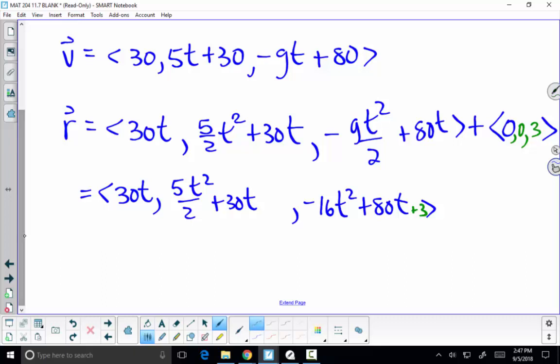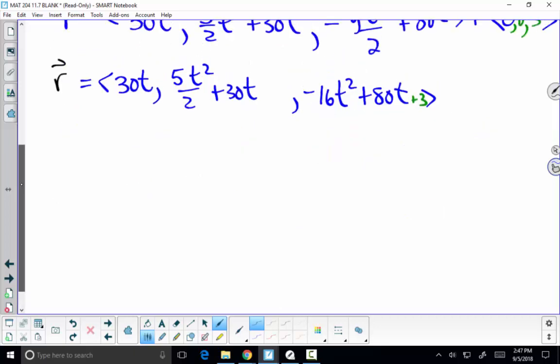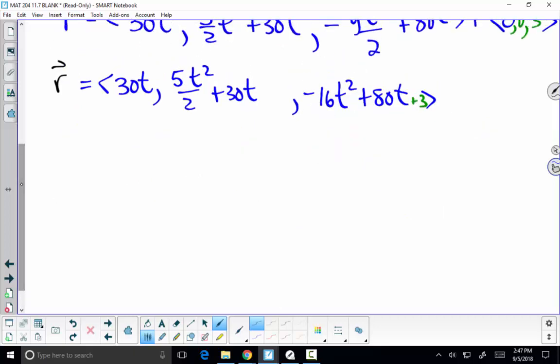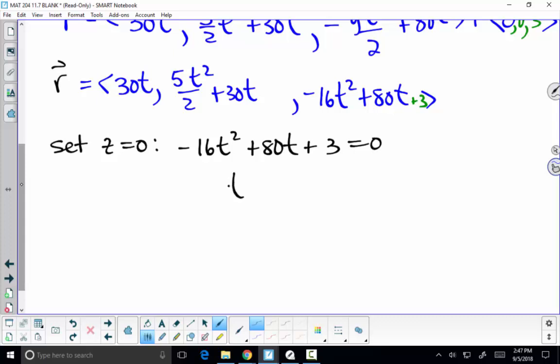Okay, so there's our position vector, and what we are curious about is when it hits the ground, z is going to be 0. Solve that for t, and that'll give us the time of flight. So we're going to set z equal to 0: minus 16t squared plus 80t plus 3 equals 0. And Grant, you have your fancy calculating ability.